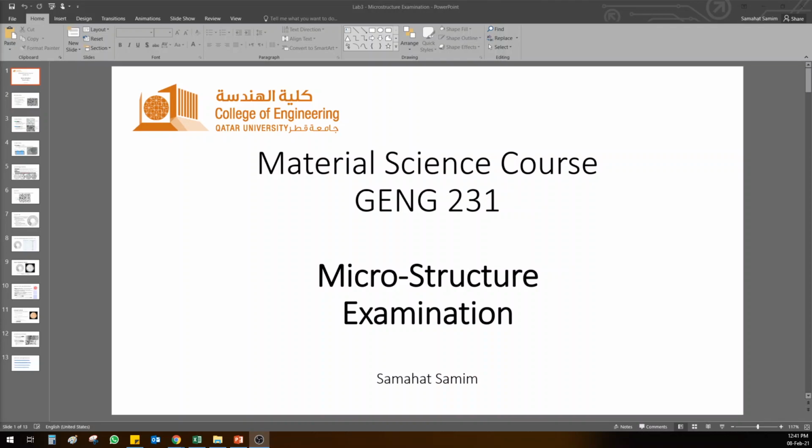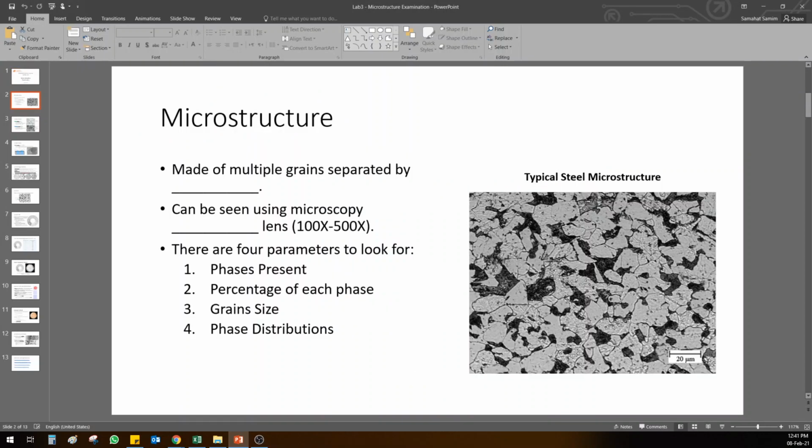So after etching, in the lab experiment video, we had the number 6 step, which is examination in the microscope. So that is what today's lab is, microstructure examination. Okay, let's go ahead. In the microstructure examination, when you put the sample after etching in the microscope, you will see a structure like this, or there can be many variations of this. But generally the structure will look something like this.